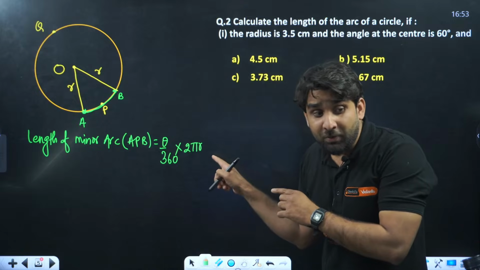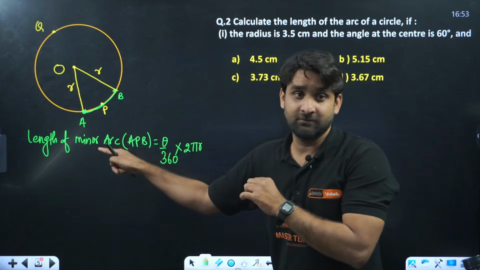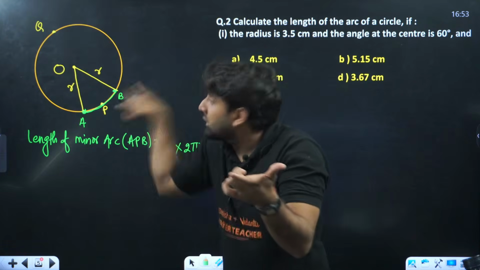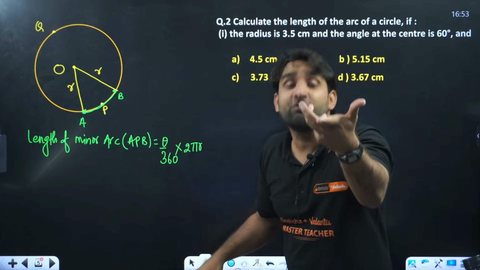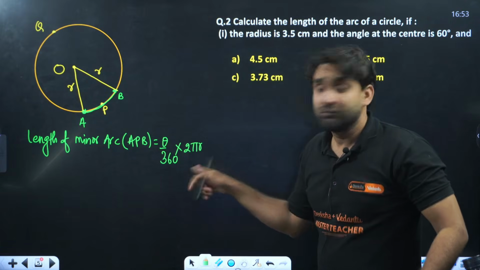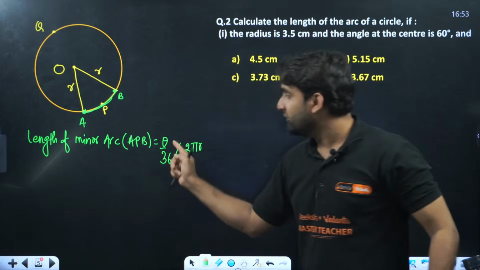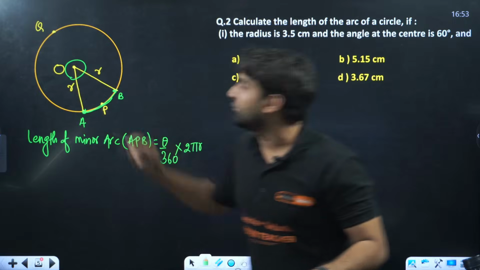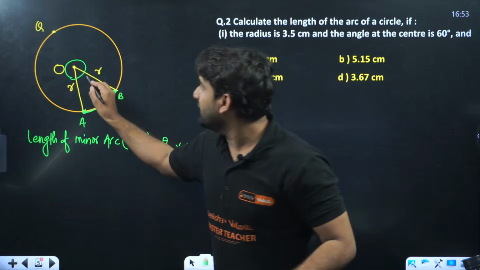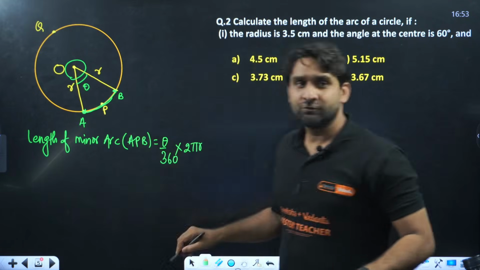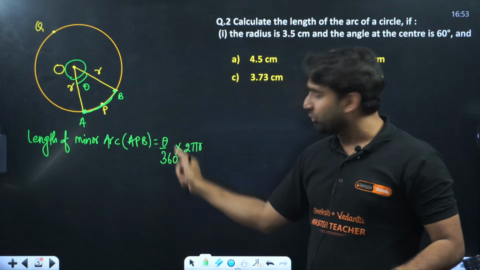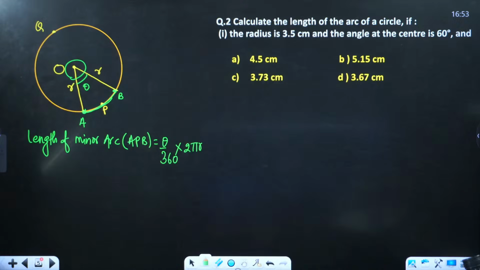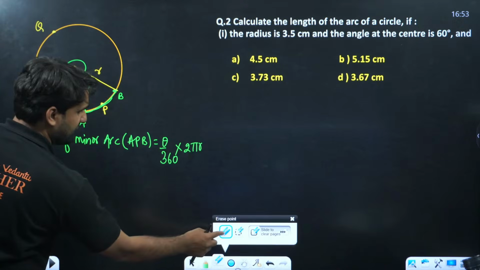Why are we taking 2 pi r? Because we are dealing with length, and the length is present on the boundary of the circle. And what is the total boundary of the circle? The total length of the boundary of the circle is 2 pi r. So for this portion, we have to write the fractional part, theta by 360, because the complete angle is 360, but we need only this angle, theta. So for this length, we can write proportional theta by 360 into 2 pi r, because we are dealing with the length. Clear, everyone?